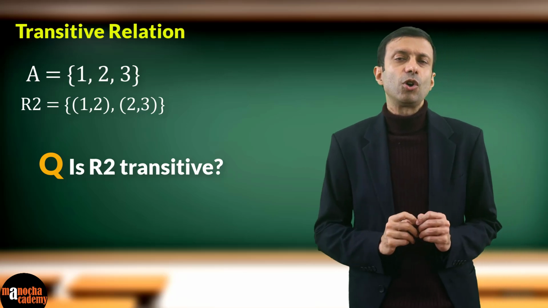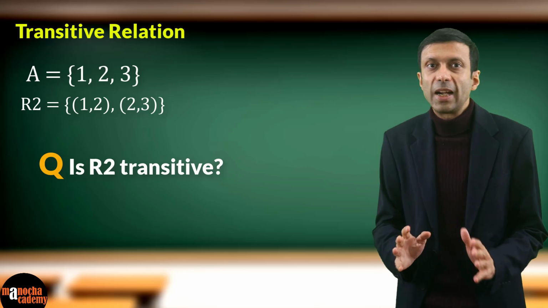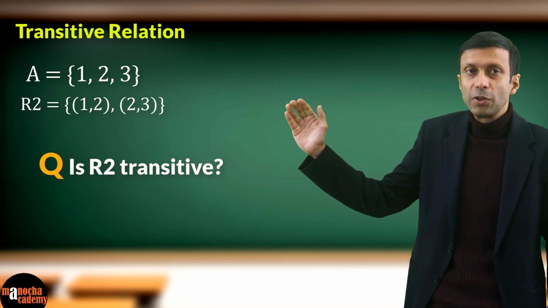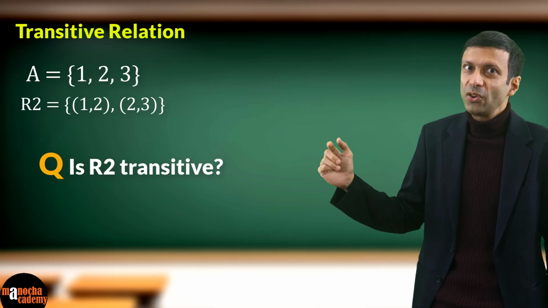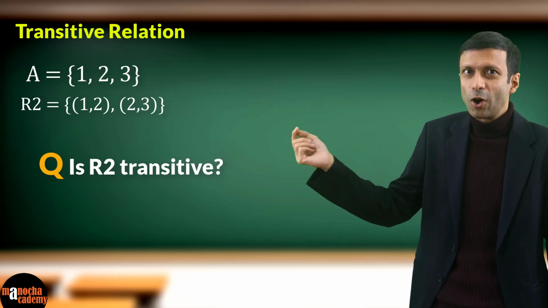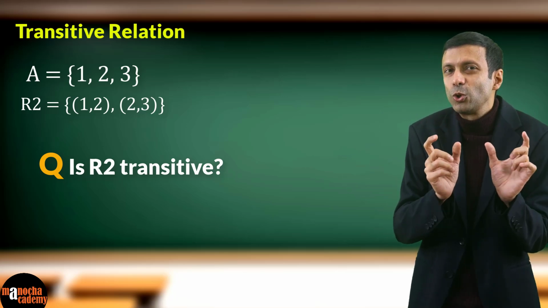Is this transitive or not? See, in transitive, you have to look at those kind of elements which are of the form A, B and B, C. And here you can see (1, 2) and (2, 3) are of that form because 2 is common, that B should be common, right? A comma B, B comma C. So you have to look for those.